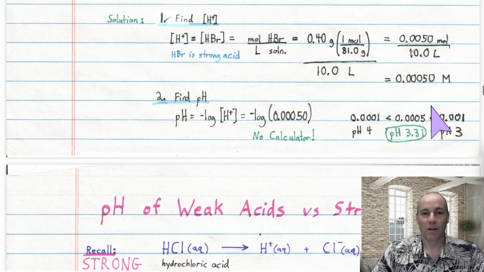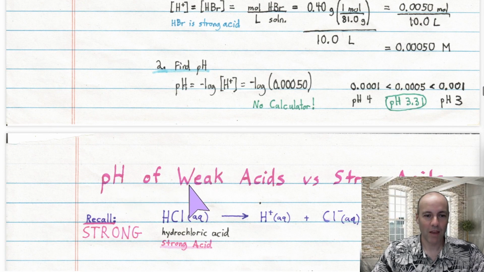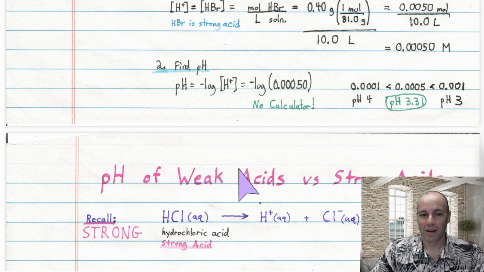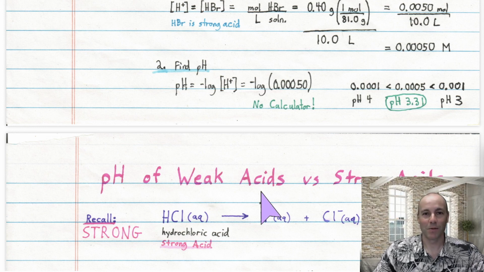Anyway, that's it for strong versus weak acids and pH. In our next lecture, we will go into the pH of weak acids versus strong acids, and we'll focus on the pH of weak acids. You'll see the method for doing that is by making ICE tables. So a nice calculational technique that we're going to get into in the next video. So stay tuned for that.